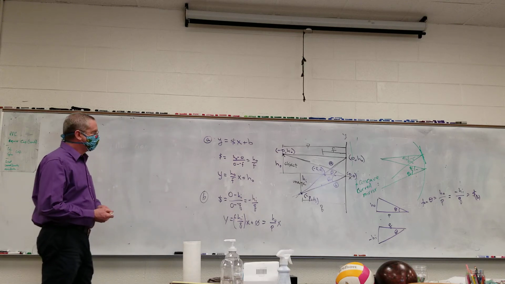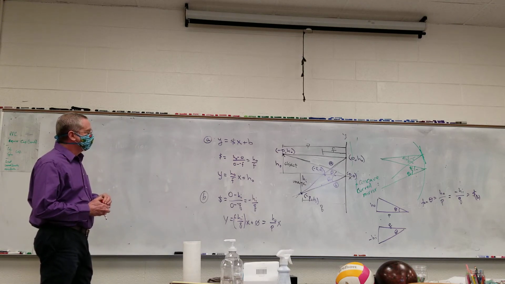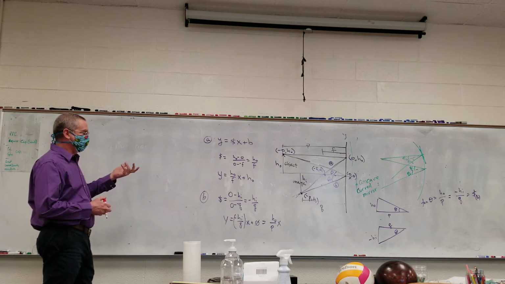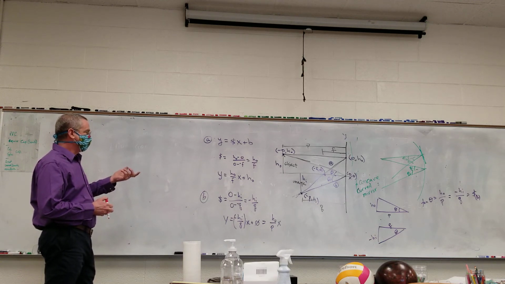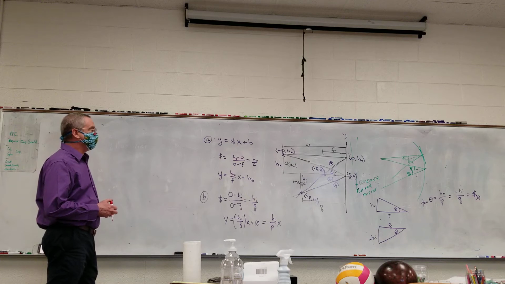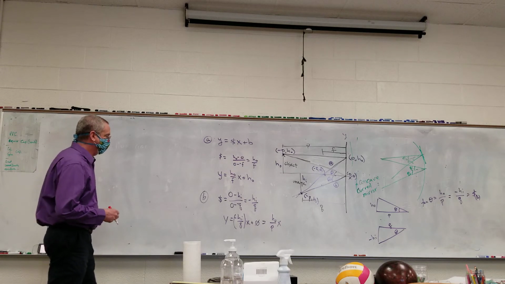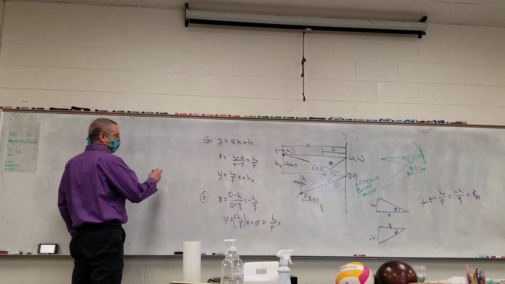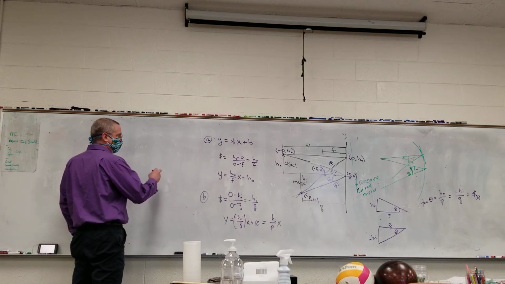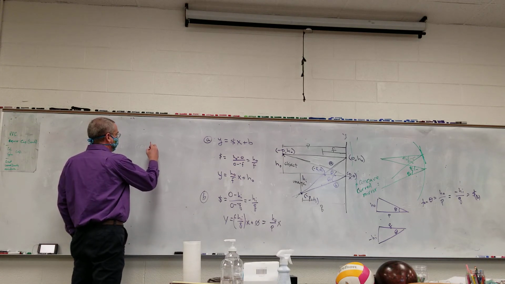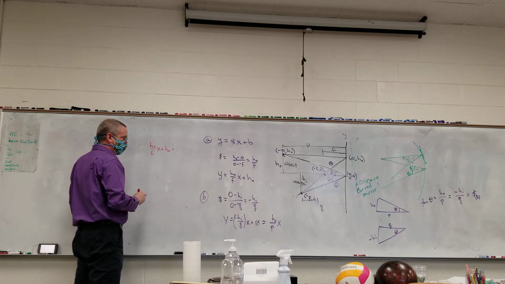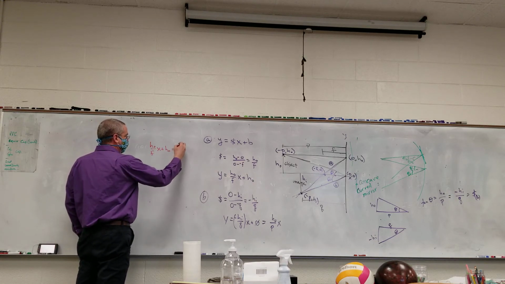And now, let's figure out where x is. In other words, let's make these two equations, figure out where they meet. That's what I'm going for. So I have h0 over f, x plus h0 is equal to h0 over p times x.